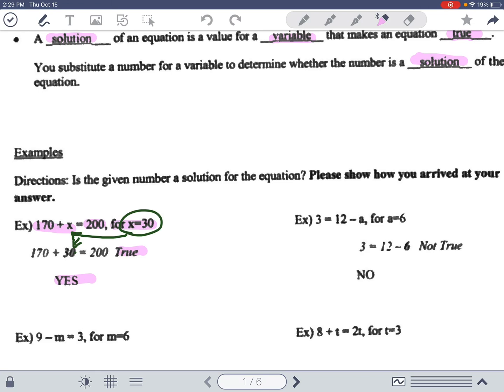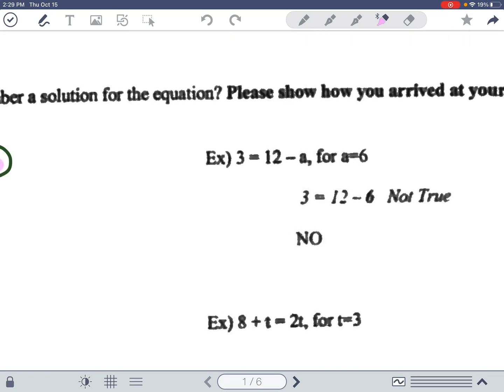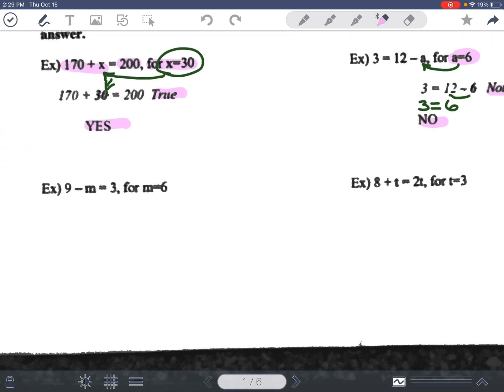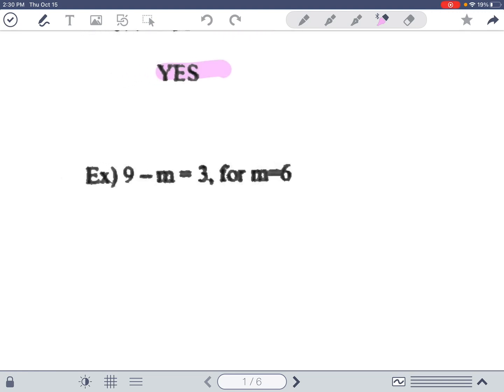Going across, the next example: 3 equals 12 minus a, for a equals 6. We take the value of 6, plug it into the equation, and see if it works. 3 equals 12 minus 6. Well, 12 minus 6, or 12 take away 6, is not 3, it's 6. So we say that one is not true. That does not work.